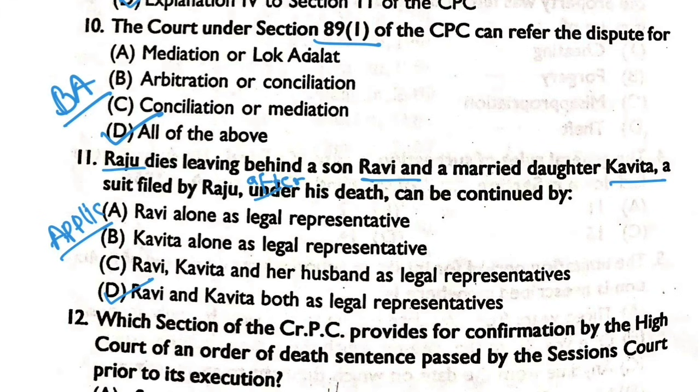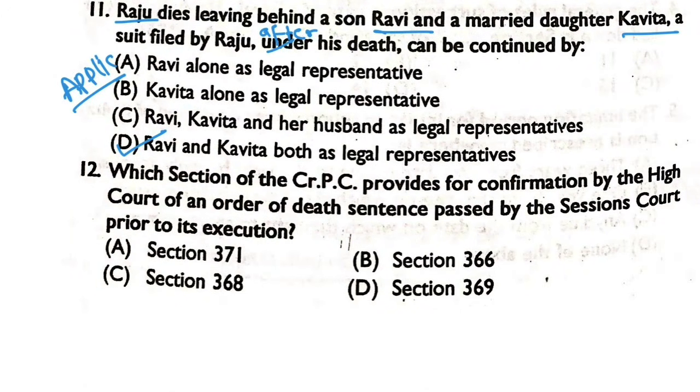Even if, let's say, you didn't know the section, logic applies here, and once Raju dies leaving behind the son and a daughter, only the son and daughter who are the legal representatives should be able to take the case forward, not the husband of the daughter, because husband is not a legal representative. So a lot of times, even if you don't know the section number, you can just use logic and come to the most sane possible solution.